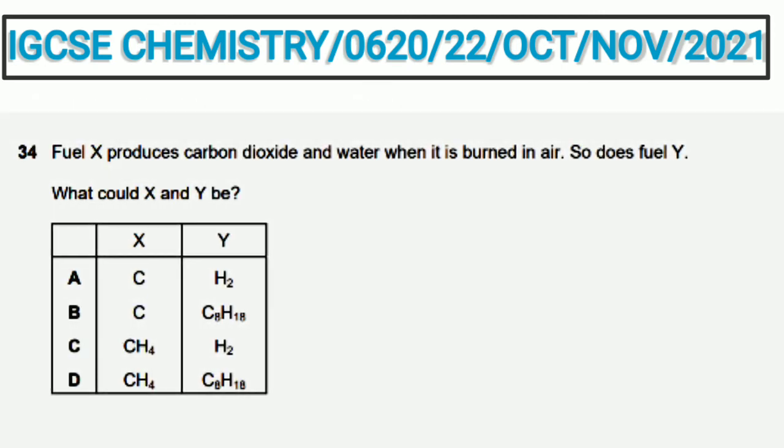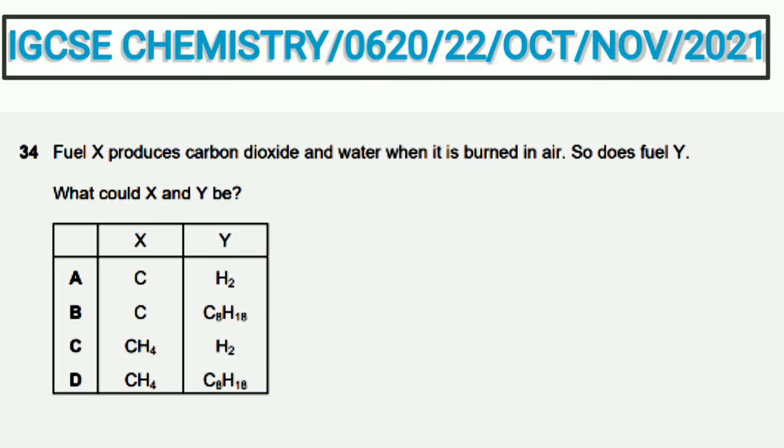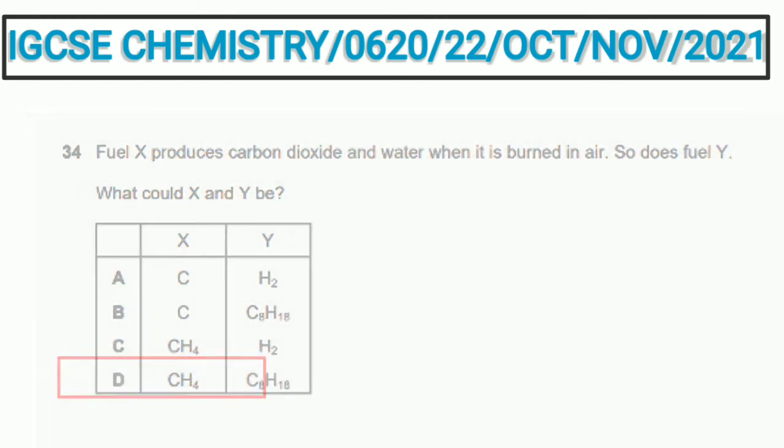Question 34. Fuel X produces carbon dioxide and water when it is burned in air. So does fuel Y. What could X and Y be? So we are given that X and Y both produce carbon dioxide and water. Carbon when burnt in air will not produce water. Hydrogen burnt in air will not produce carbon dioxide. So the correct option here will be D, methane and octane. They will burn in air to produce carbon dioxide and water.